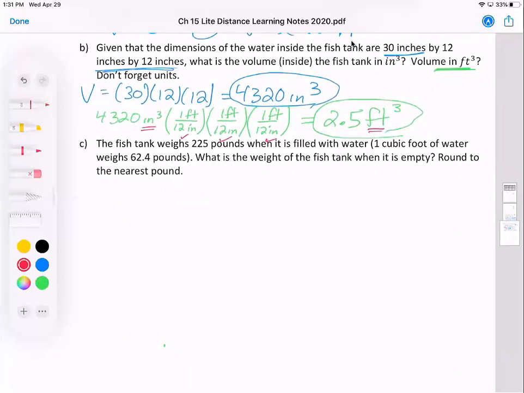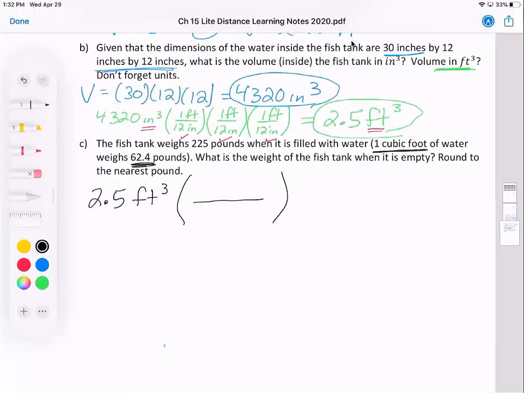And then part C, the fish tank weighs 225 pounds when it's filled with water. 1 cubic foot of water weighs 62.4 pounds. What's the weight of the fish tank when it's empty? So we just calculated the cubic feet. We're told 1 cubic foot of water weighs 62.4 pounds. We just calculated that we have 2.5 cubic feet.